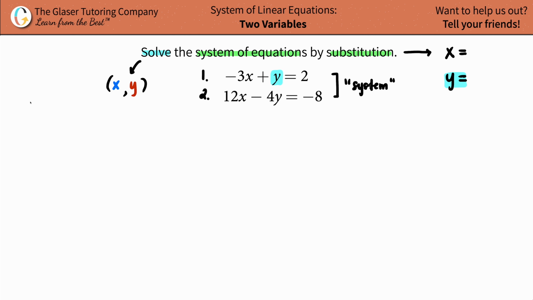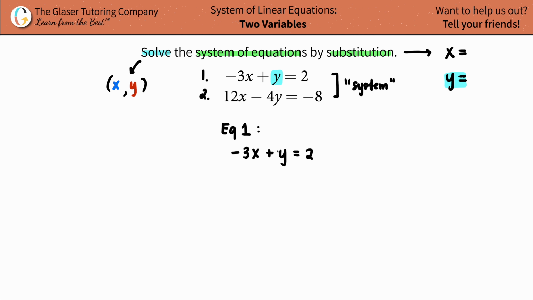Okay, so what I'm going to do is take equation 1 and solve for y equals. So we have negative 3x, and maybe what I'll do is write it in the middle here, and then I'll move it on to the side. So negative 3x plus y equals 2.